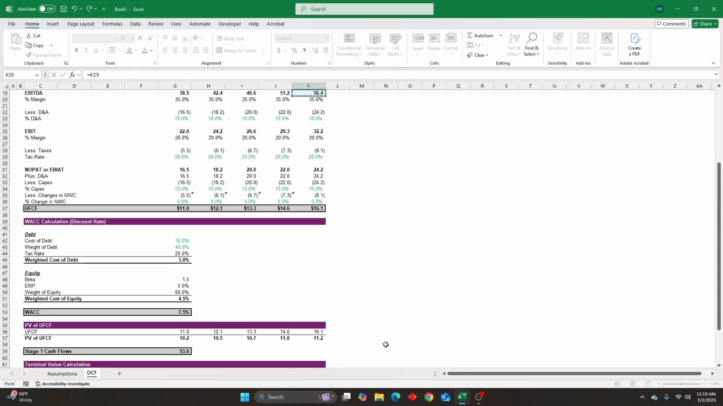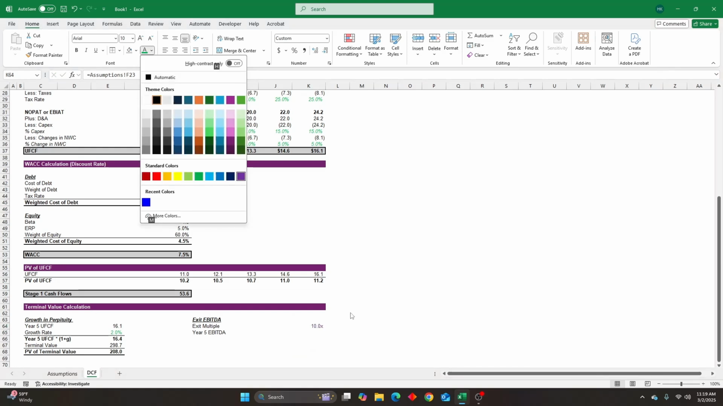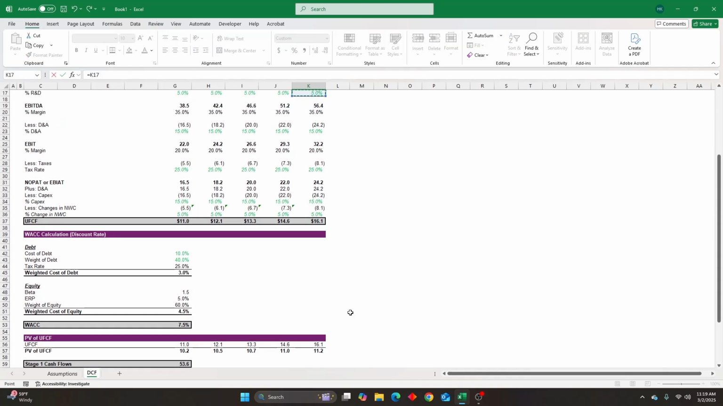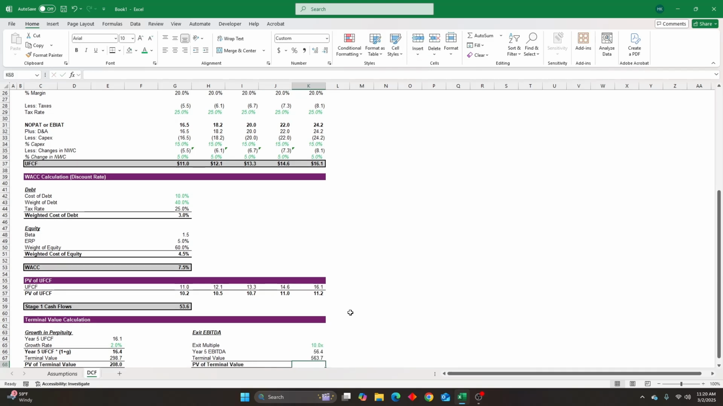Okay, so we have our exit multiple here, which is 10 times, meaning we'll take our year 5 EBITDA and multiply it by 10 to get our terminal value. I'm going to slide all this down one just so it links up. Okay, there we go. And then I'll link to our year 5 EBITDA, which in this case is going to be that 56.4. And our terminal value is just going to be our exit multiple times our year 5 EBITDA.